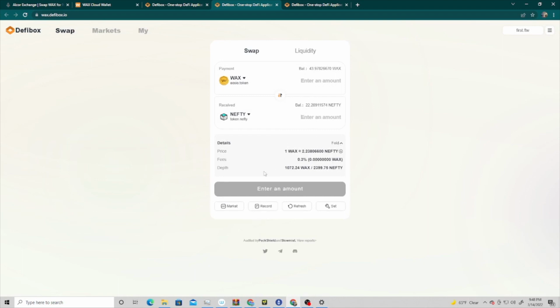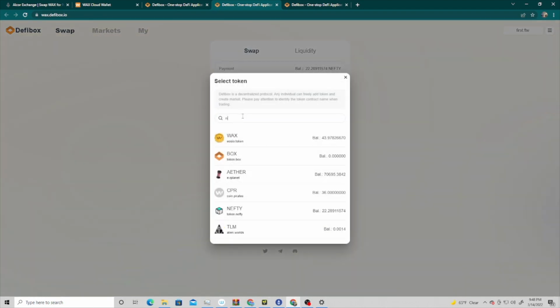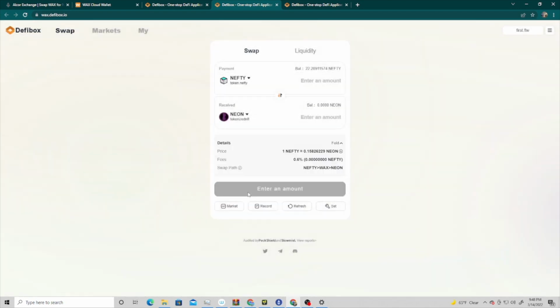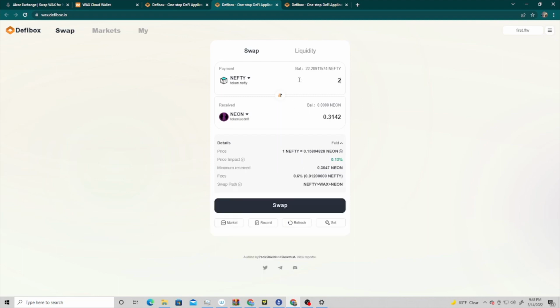You can see here's the depth for liquidity. There's 1,000 Wax paired against 2,000 Nifty tokens available in this pool. But I can also do this Nifty token and then trade against Neon. Even though there isn't a direct pair, now it's going to do Nifty to Wax and Wax to Neon for me, and I don't have to worry about having it do that. So I could take like 10 of these and trade them into 1.5 Neon right now, and it would automatically route through these pools.